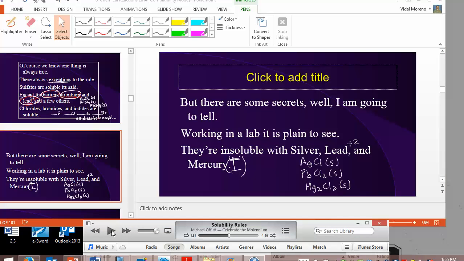All right, so most halides are soluble except when they're bonded to silver, lead 2, or mercury 1. And this is why you have to learn the song. This is why things get a little complicated.